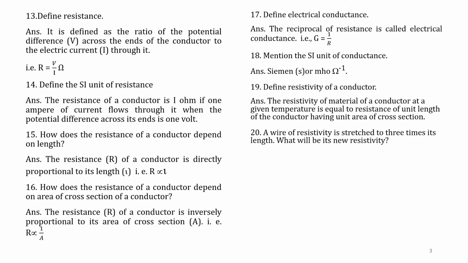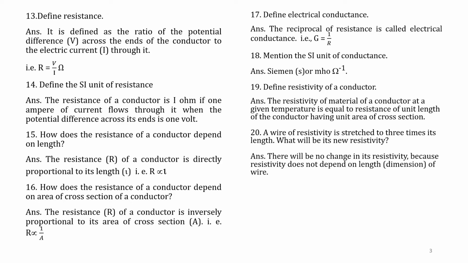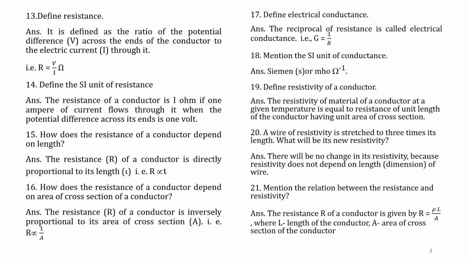Question number 20. A wire of resistivity rho is stretched to 3 times its length. What will be its new resistivity? Answer. There will be no change in resistivity because resistivity does not depend on the length or dimensions of the wire. Question number 21. Mention the relation between resistance and resistivity. Answer. The resistance of a conductor is given by R is equal to rho L by A, where rho is the specific resistance, L is the length of the conductor, and A is the cross-section area of the conductor.